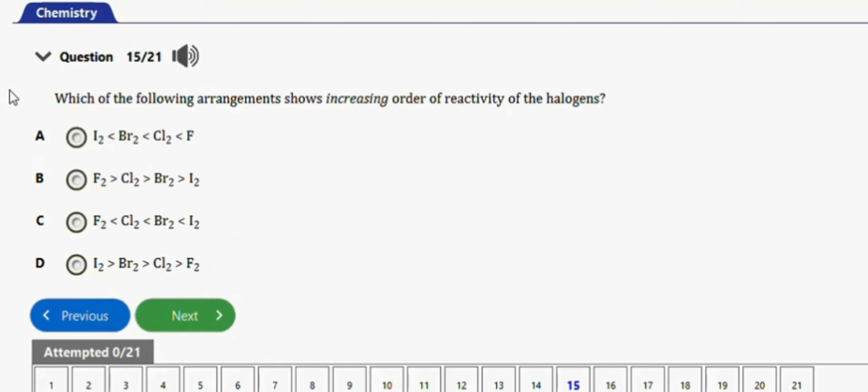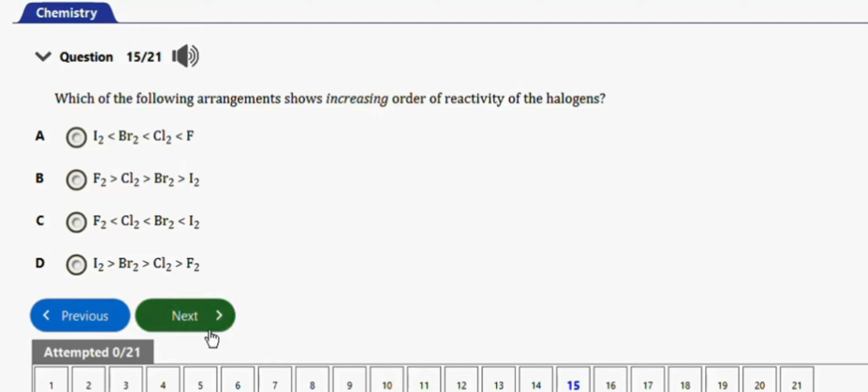Next question says which of the following arrangements shows increasing order of reactivity of the halogens? Okay, so the halogens, their reactivity decreases down the group. So the right answer to this question will be option A: iodine less than bromine less than chlorine less than fluorine. Alright, so yeah, that's the right option. It can't be option B, it's not option C, it's not option D, it's option A guys. So that's for this question.